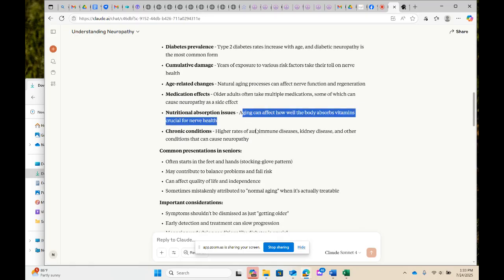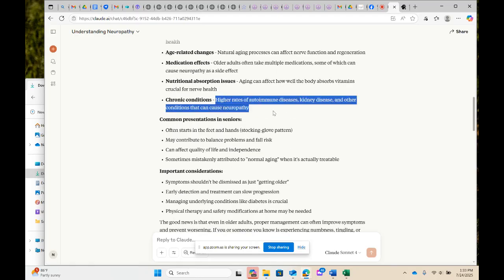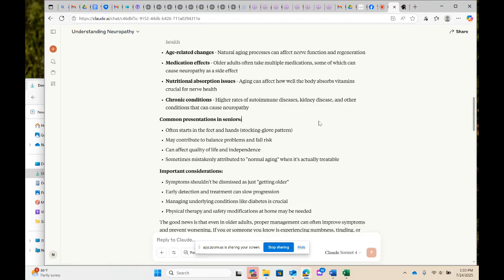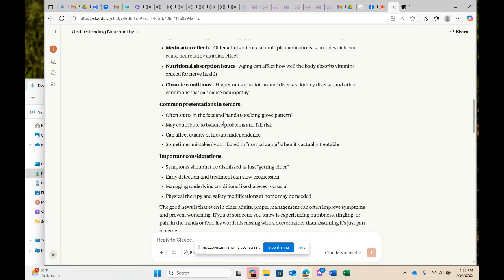Aging can affect how well the body absorbs vitamins, and there are higher rates of autoimmune diseases and other conditions that can cause neuropathy. As you age, the chances of acquiring autoimmune disease, kidney disease, or other conditions can actually cause more serious medical issues down the line, including neuropathy. Common presentations in seniors: it often starts in the feet and hands, in a stocking-glove pattern. What the hell does this mean?